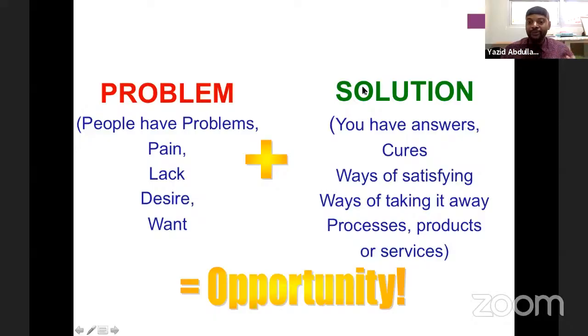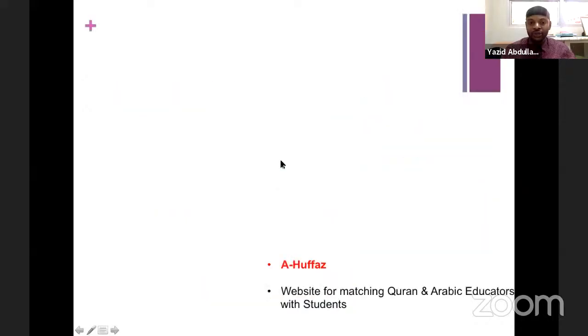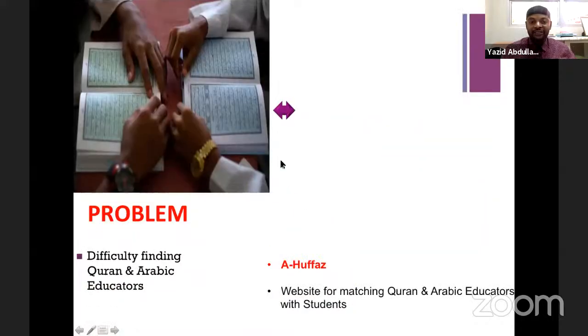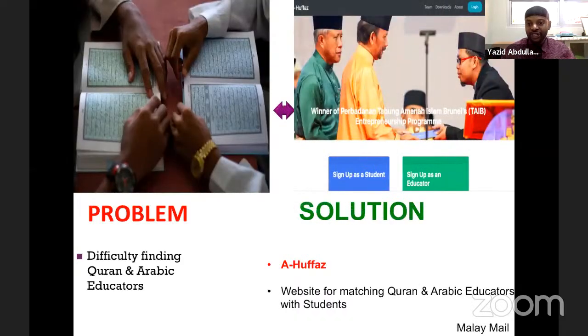Identify a problem, propose a solution. So in the case of Al-Huffaz, the main problem is difficulty. People face difficulty finding Quran and Arabic educators. And Al-Huffaz created a solution by building a website for matching Quran and Arabic educators with students. If you put the two together, problem and solution, that gave them opportunity to build Al-Huffaz, and it became a successful business.